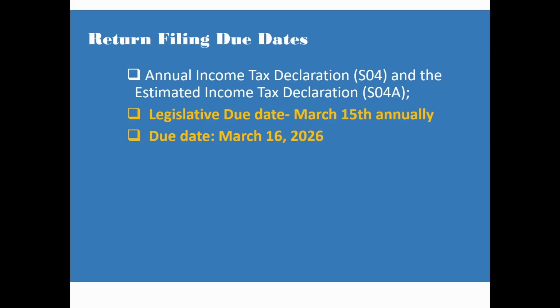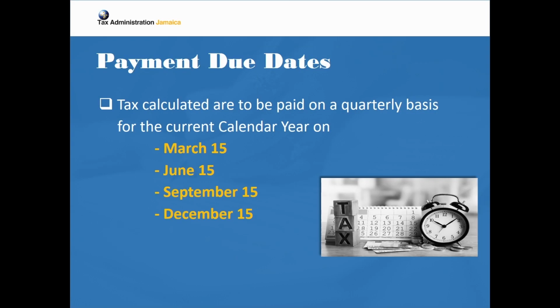Gentle reminder. So, returns, filing date, and everybody knows this one, March 15, by legislation, but where March 15 falls on a weekend or on a Sunday, then it is the next working day. So in this case, your S04 return for 2025 is due March 16 of 2026 because the 15th was a Sunday. All right? So legislatively, you are right to file it on the 16th of March this year. Boy, I feel them coming with it already.